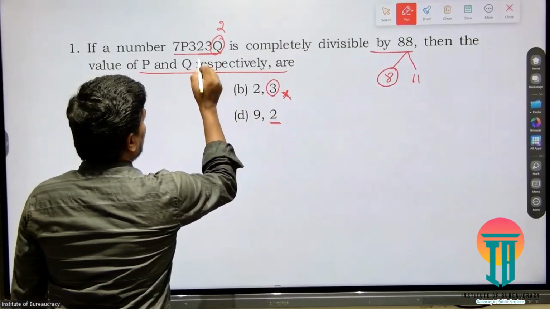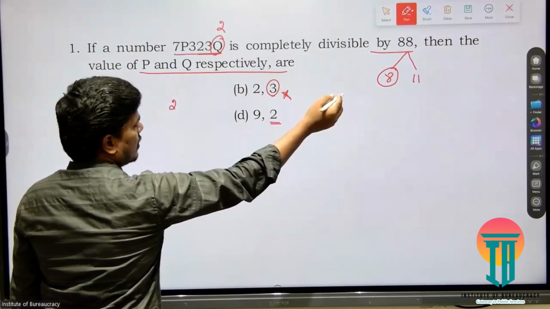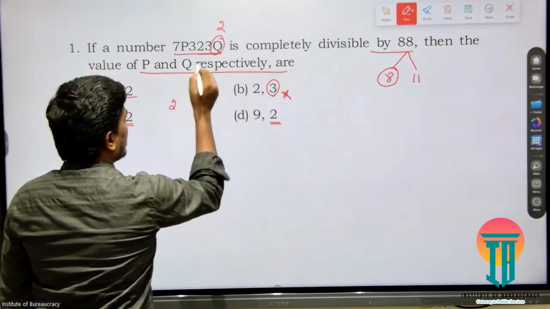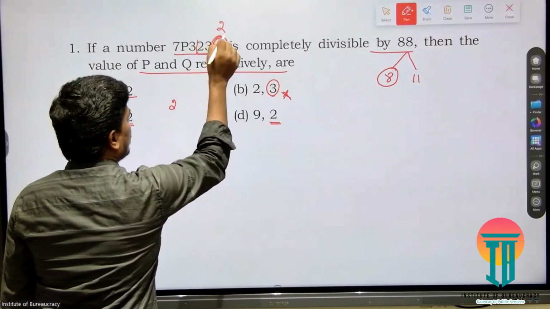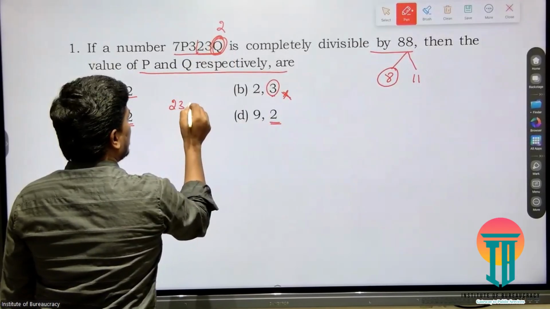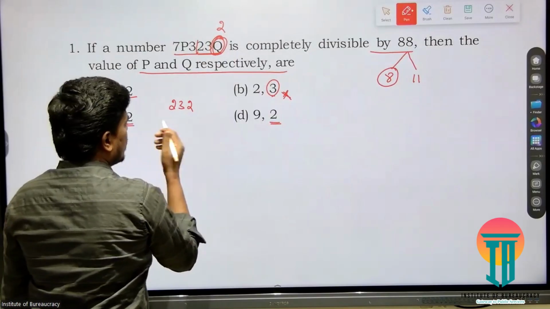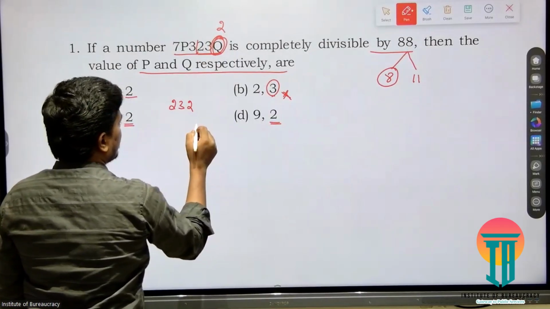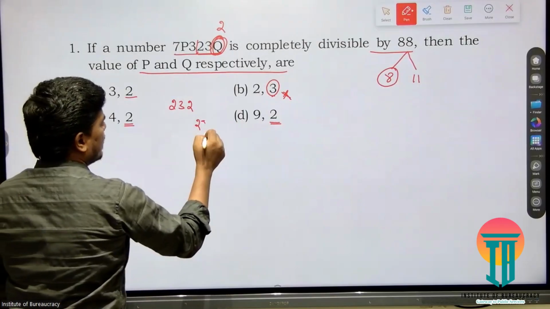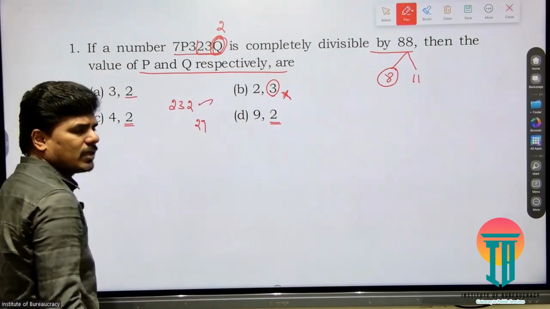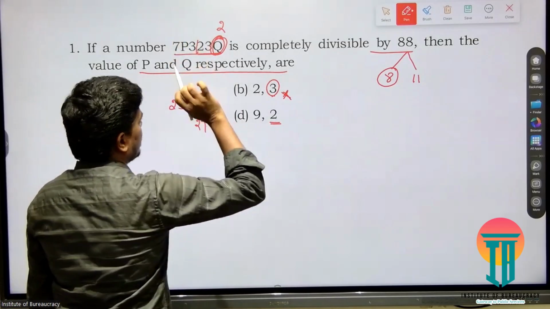We can check the divisibility test for 8 by fixing the Q value as 2. We take the last 3 digits, which are 2, 3, 2. Whether it is divisible by 8 or not, you can check it. If you divide by 8, it is 2 times 16, and then 7, then 9 times. So it was divisible by 8. So this is divisible by 8.